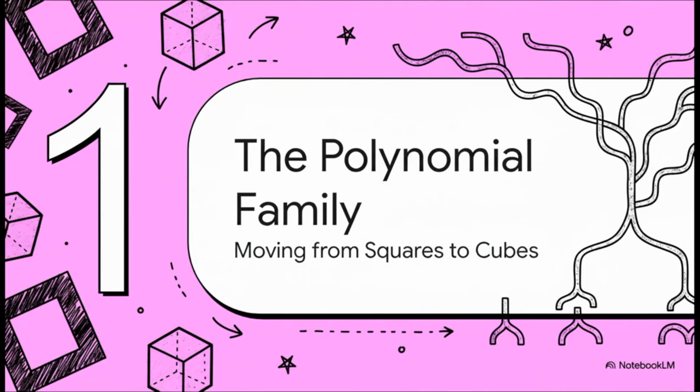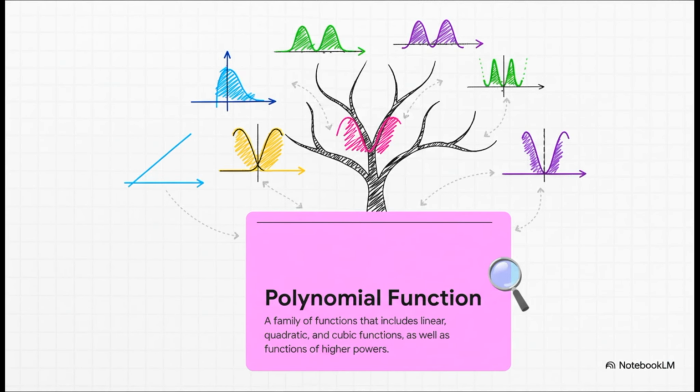To really get a handle on that shift, we first need to understand where these functions even come from. We're moving from squares to cubes, but it turns out they both live inside the same big polynomial family. So what in the world is a polynomial function? Well, think of it like a giant family tree. It's got the simple, straight lines, the familiar parabolas, and of course, our star of the show today, the cubic function, plus all of their higher-powered cousins.